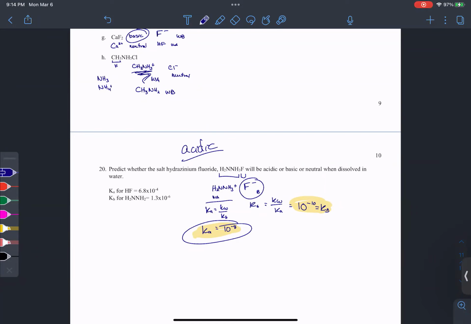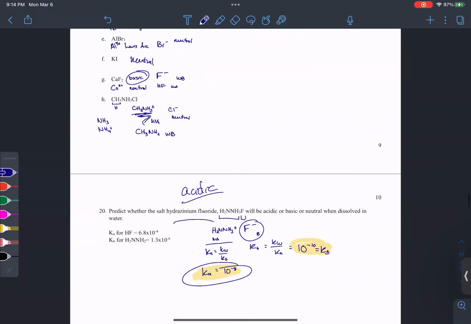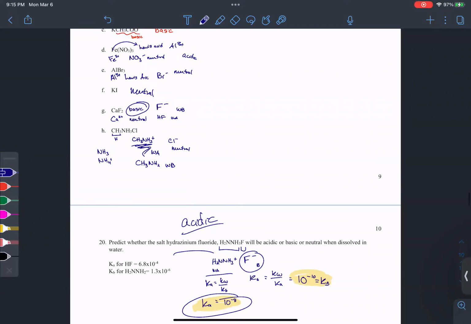How do we know it dissociates completely? So all of these examples, A through H and hydrazinium fluoride, these are all salts. And so ionic salts, they all dissociate completely. They're all strong electrolytes. Why is AlBr3 neutral? It's not, it is acidic. AlBr3 is acidic because Al3 plus is a Lewis acid, Br minus is pH neutral.